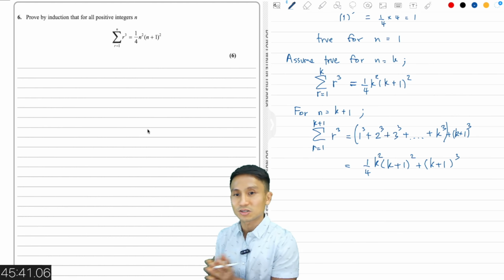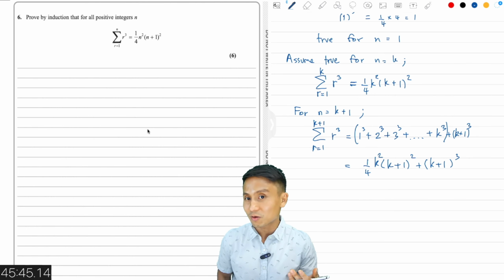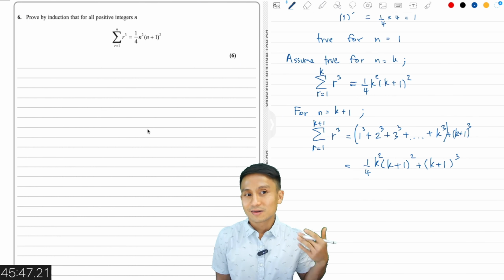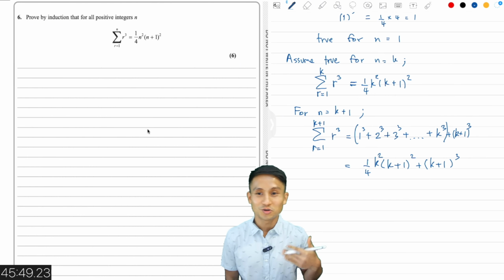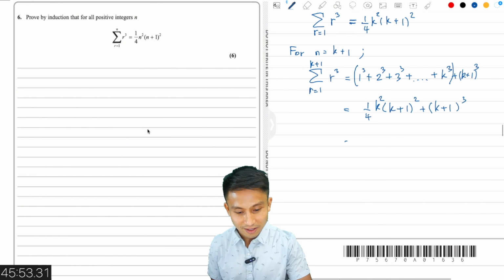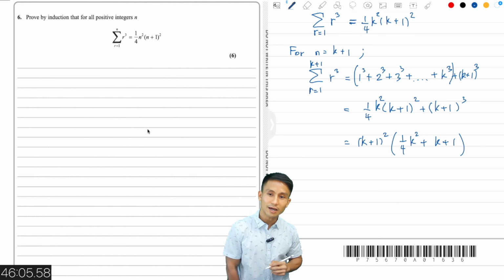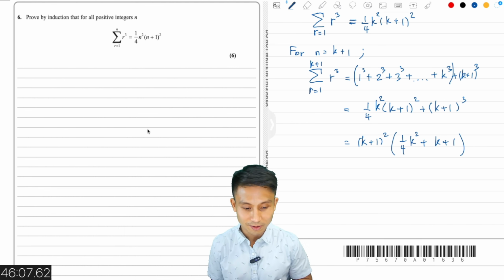So this is basically just proving from left-hand side to right-hand side. You can do the other way around, I guess, from right to left, but typically we should do left to right. It's safer, right? Okay, just the way I take it. So here you can factorize the (k plus 1) squared out. So you get 1 over 4 k squared inside plus just k plus 1 in there. Yeah, because that's the only factor you take out.